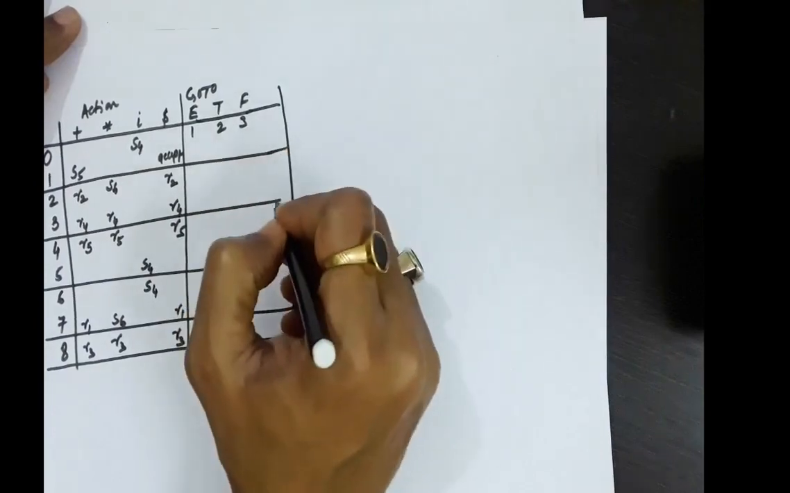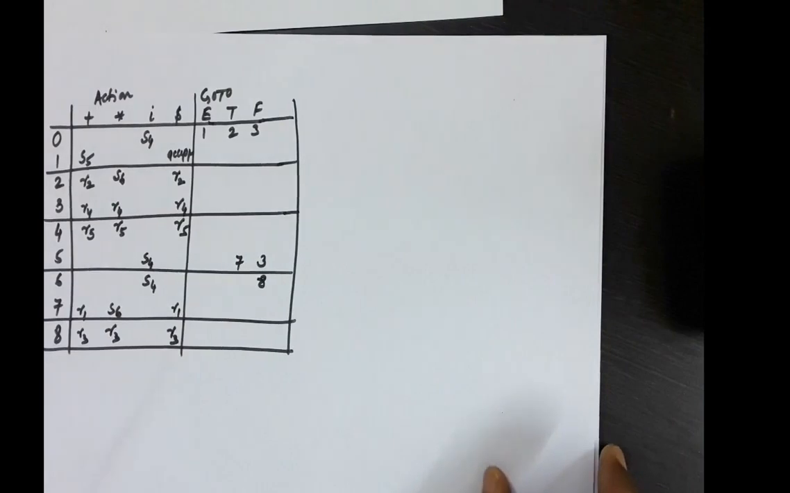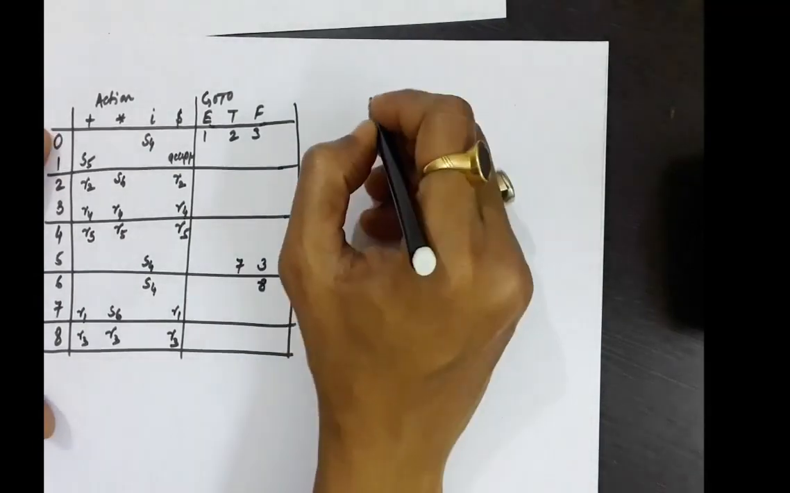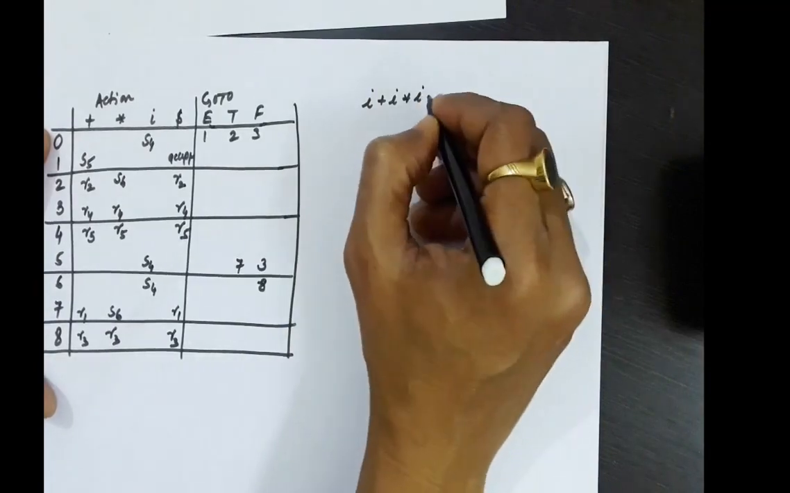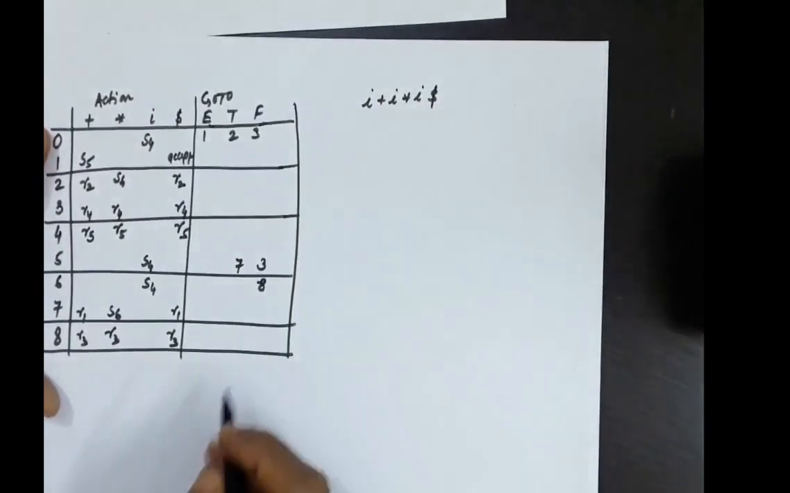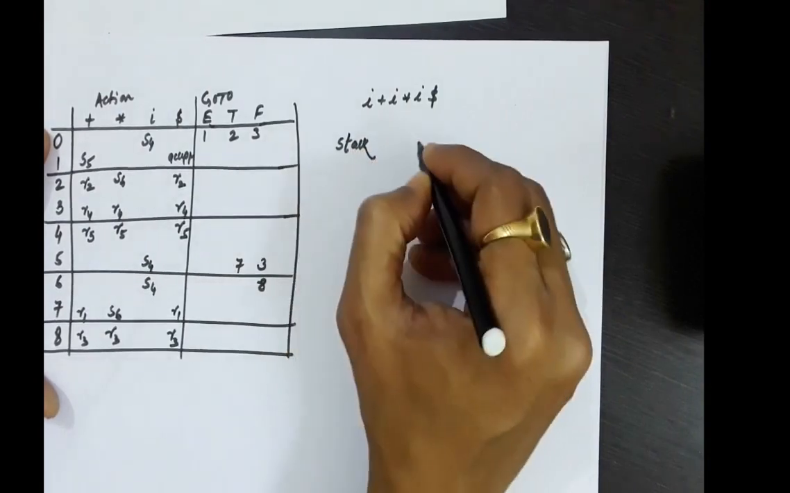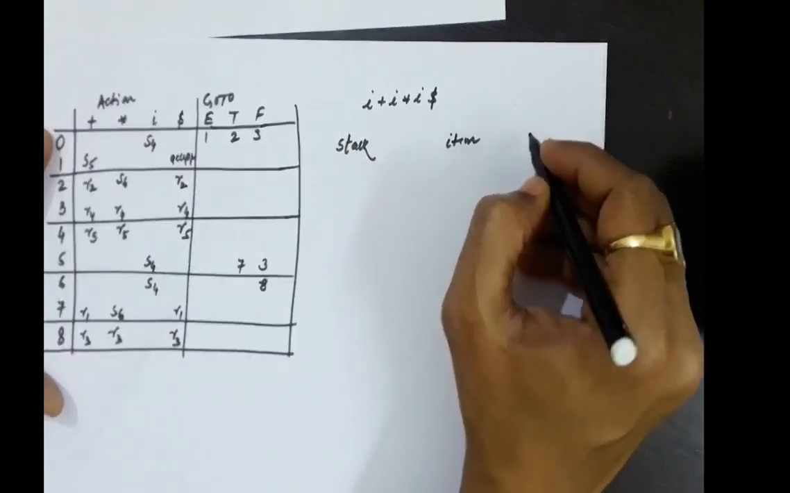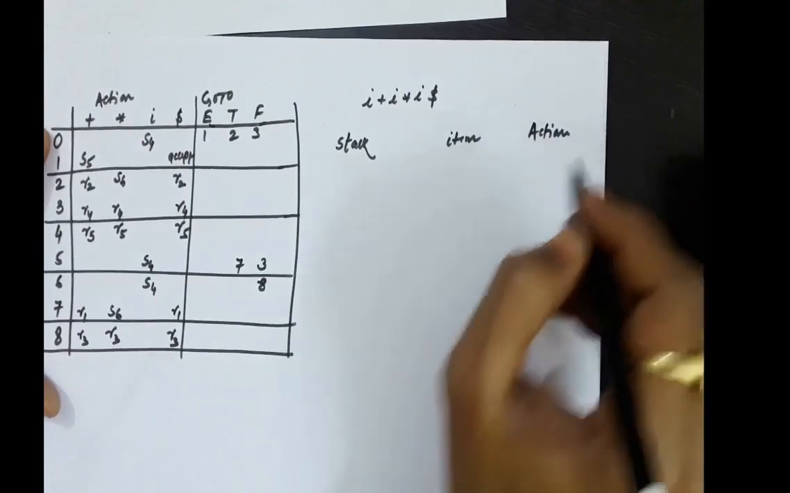Now in case you have to parse a string and you just want to see if the table that we have made is correct, or you want to just parse this string, let's say I plus I multiplied with I. So let's take a dollar at the end. So this is the stack. This is telling us the current item that we're taking, and this is the action taken.